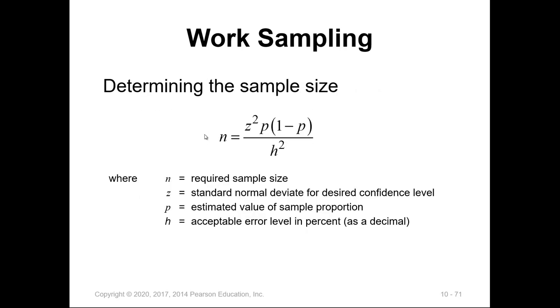To compute the sample size, we use the following formula. Sample size will equal the standard normal deviate for the desired confidence level squared, multiplied by the estimated value of the sample proportion, multiplied by 1 minus the estimated value of the sample proportion, all divided by the acceptable error level in percent squared.